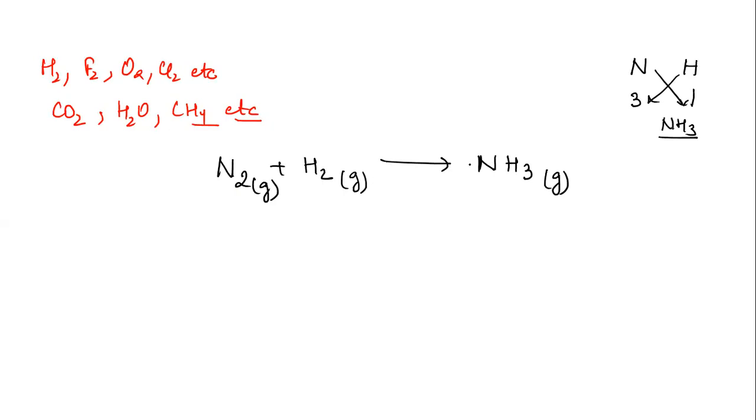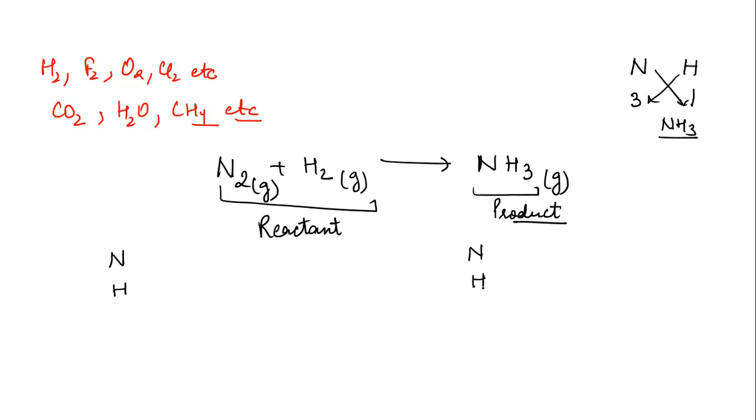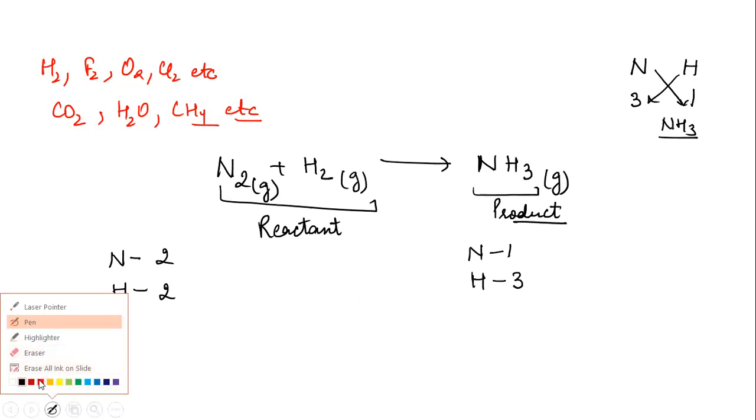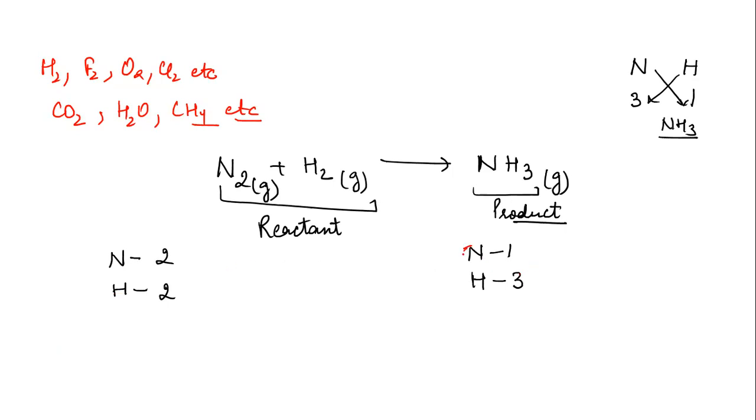Now, this is the reactant and this is the product. Clear? Now, the number of nitrogen and hydrogen atoms on both sides, we have to balance. How many nitrogens are present here? 2 nitrogen, 2 hydrogens. Here we have 1 nitrogen and 3 hydrogens. So there are 2 nitrogens, and we want to increase the nitrogen there, so we have to multiply it by 2.